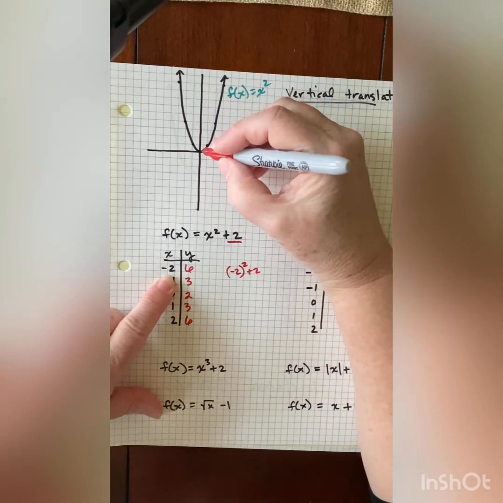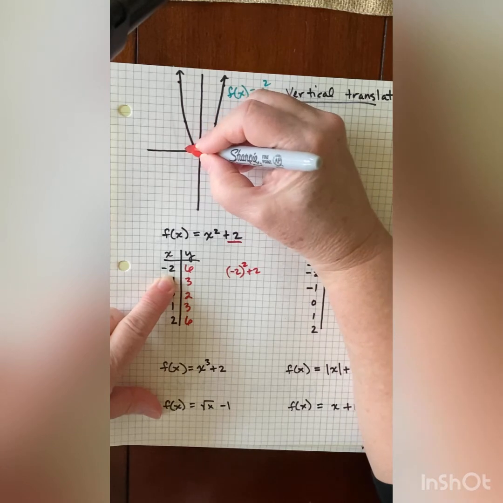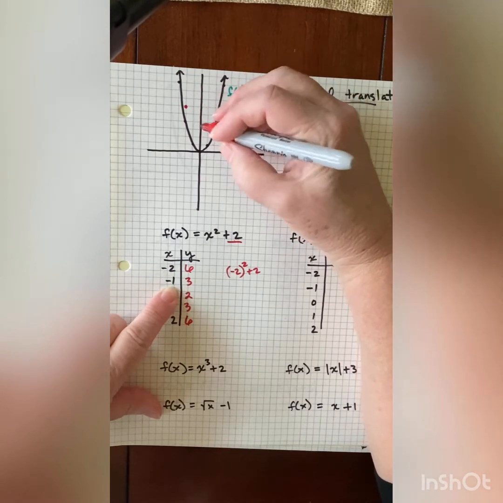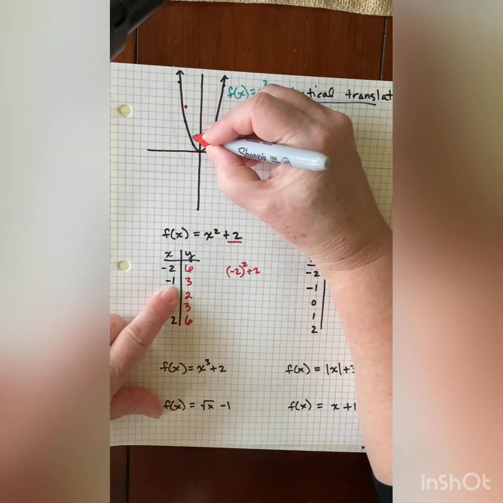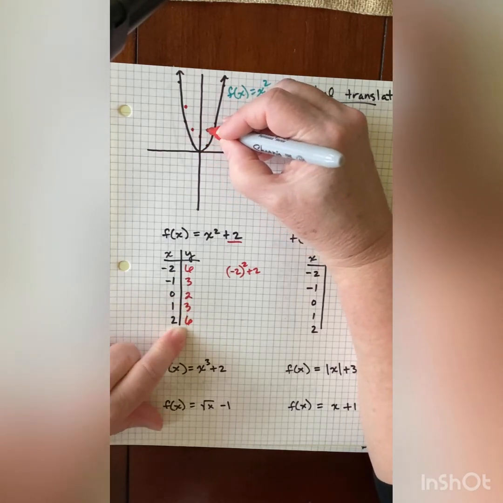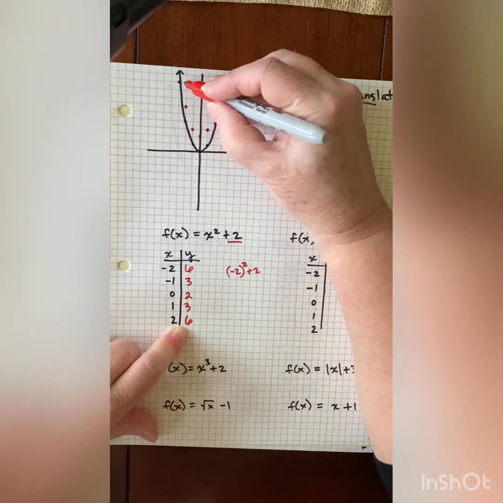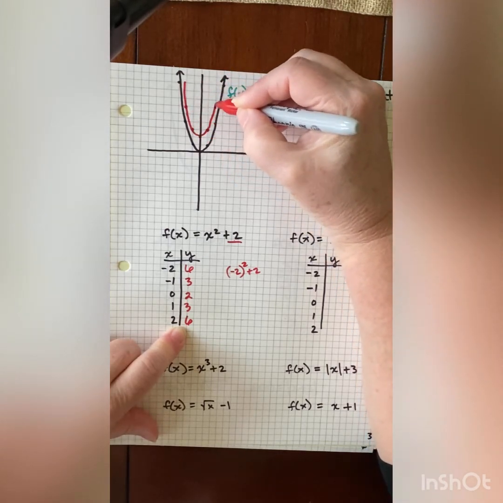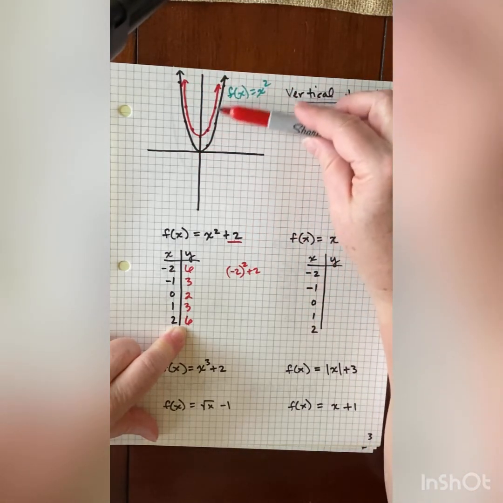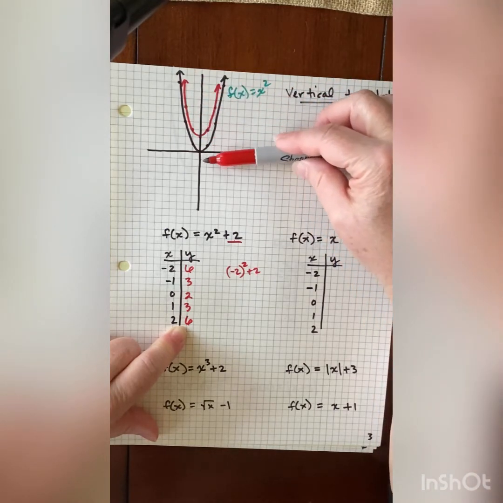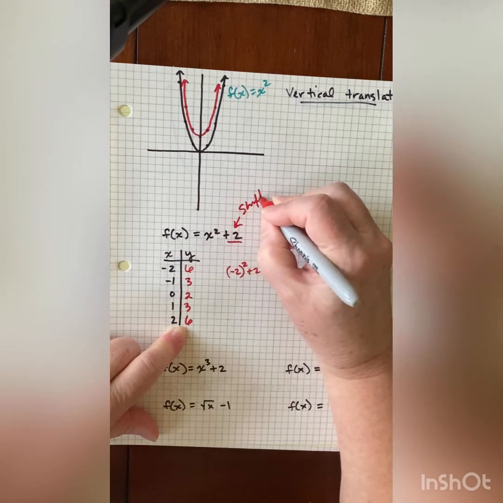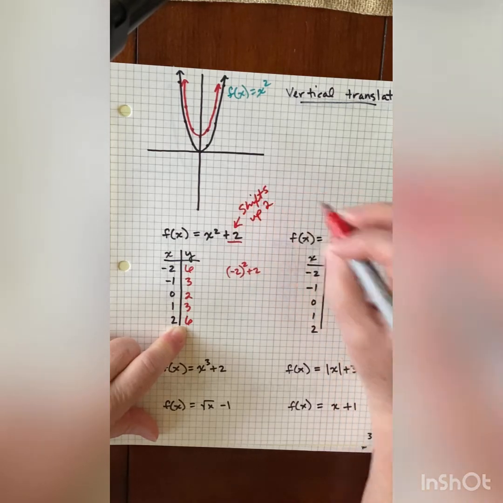So -2 is here, then 6: 1, 2, 3, 4, 5, 6 right there. -1, 3. 1, 2, 3. 0, 2. 1, 3. 2, 6. It moved up 2. Every one of these points on this black one here shifted up 2. So that +2 shifts it up 2.